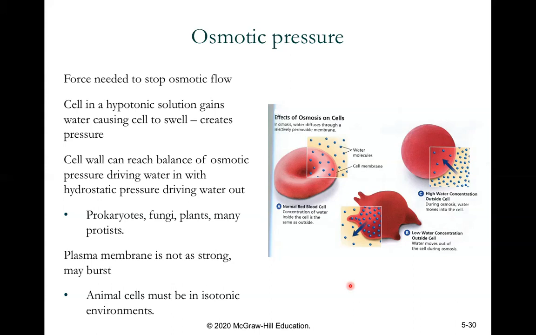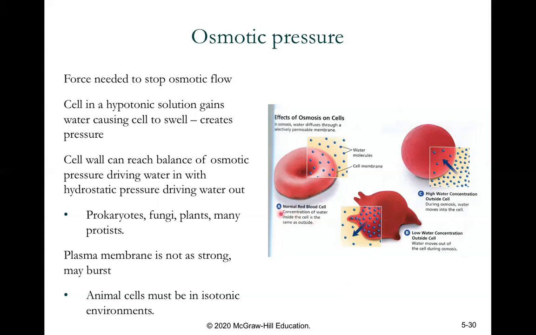So the plasma membrane is not as strong and it may burst depending on how much fluid is going in and out of the cell, right? So if we have a hypotonic cell, depending on the strength of that plasma membrane, it is able to burst. And animal cells must be in isotonic environments, right? So these balanced homeostatic environments allow things to operate accordingly.